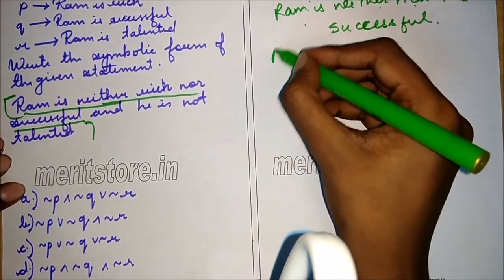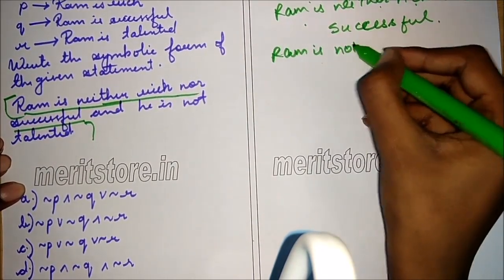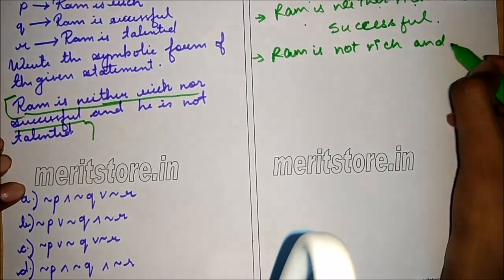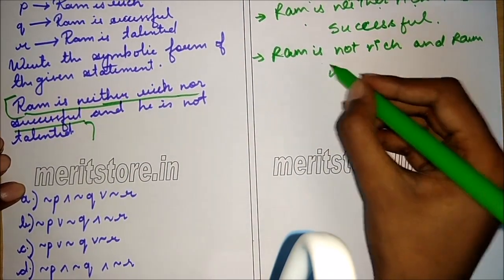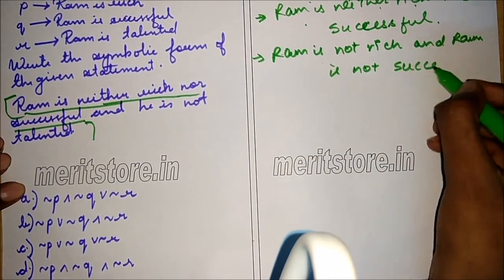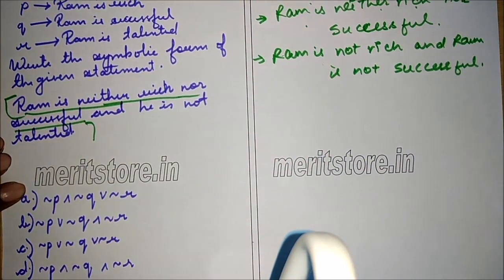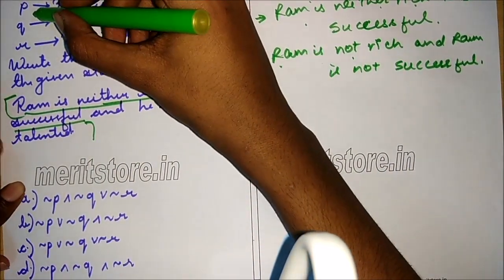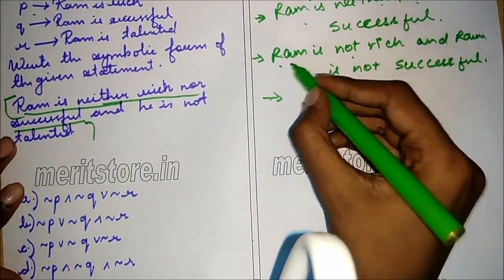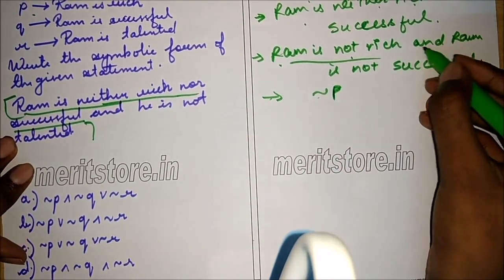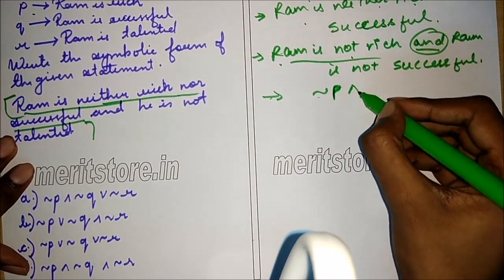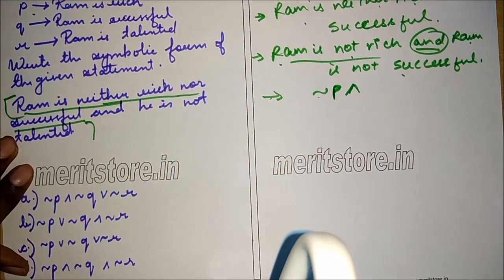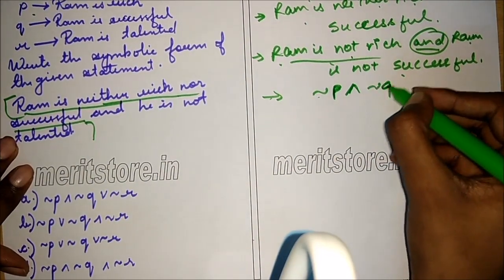Ram is neither rich nor successful. This is an alternative form for Ram is not rich and Ram is not successful. So symbolically we can write this as: Ram is not rich is the inverse of P, which says Ram is rich. So Ram is not rich stands for negation of P, and Ram is not successful is the inverse of Q, which says Ram is successful. So this will be and negation Q.